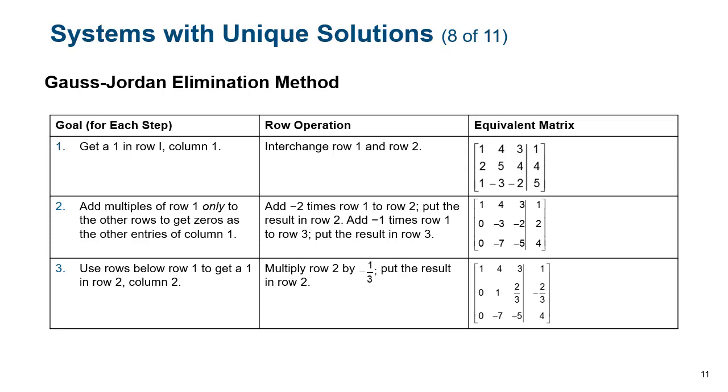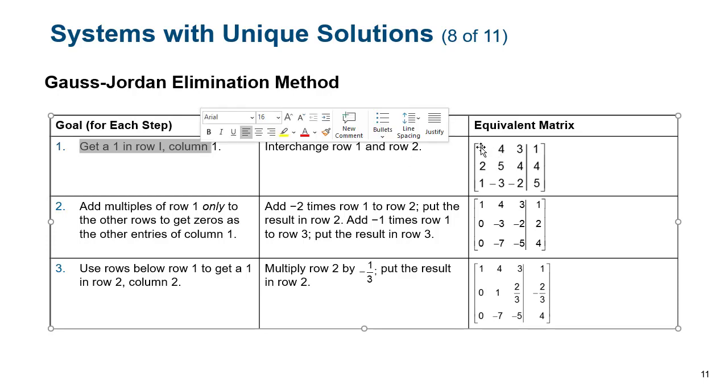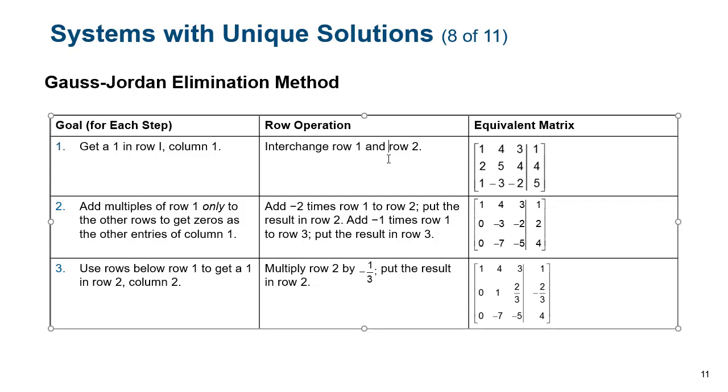And now we can start doing things to it, right? The first thing we want to try and do is get a 1 in row 1, column 1. We want to turn this into a 1. And then we want to get ones on the diagonals and 0 everywhere else.